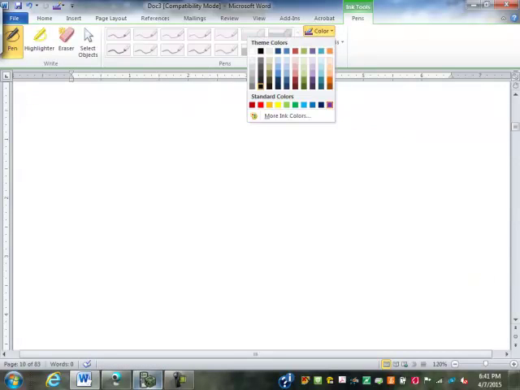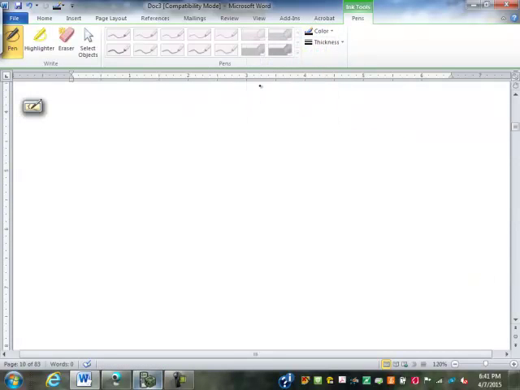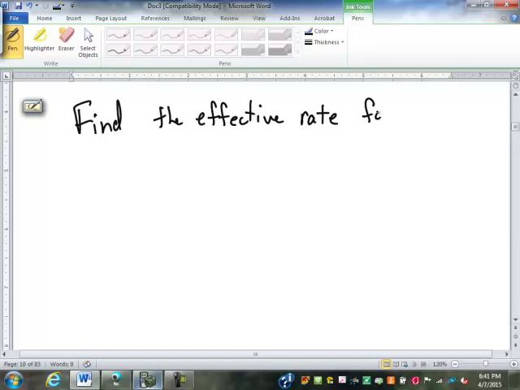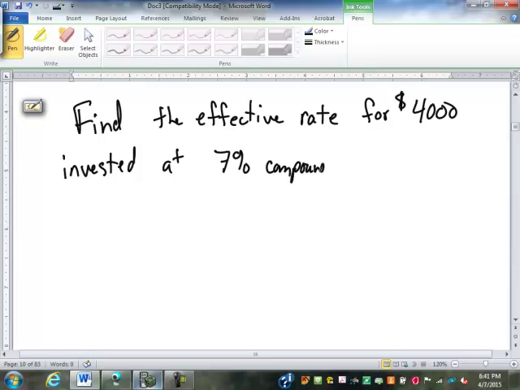Now I promised you I'd show you an example of less than a year. So let's find the effective rate for $4,000 invested at 7% compounded monthly for 8 months.